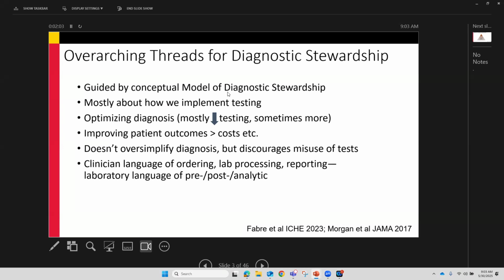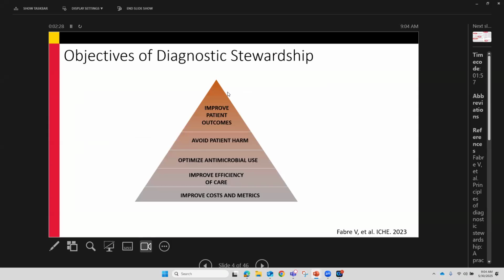And then there's some terminology that I find a little bit confusing in this. The microbiologists have been talking about diagnostic stewardship under different names for a long time, and they call things pre-analytic, post-analytic, and analytic. I like the idea of calling them ordering, lab processing, and reporting better, because I don't always know what those are. But you will hear these terms if you are around microbiologists much.